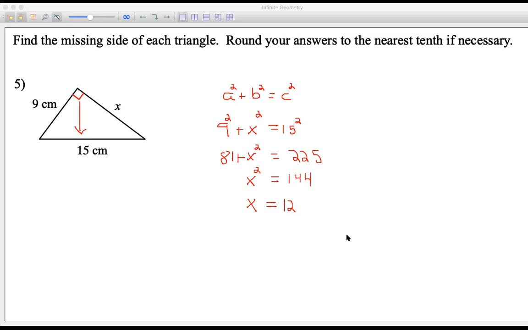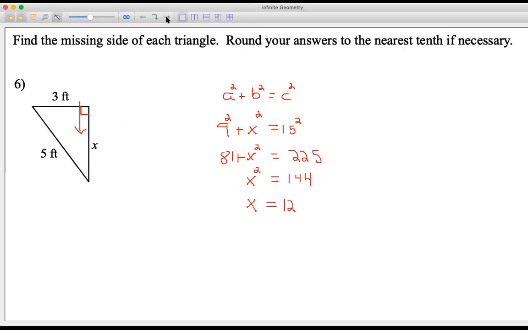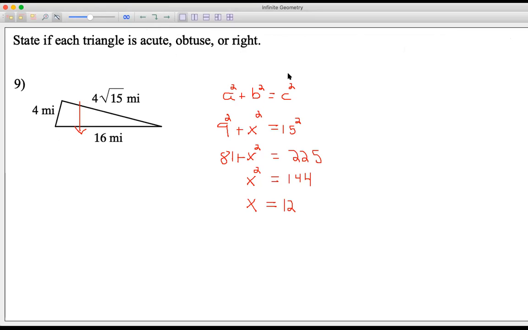Now, I'm gonna do this 3 times. Well, today, Monday, and then on test day. Notice this says find the missing side of each triangle, round to the nearest tenth if necessary. This is straight up Pythagorean theorem. Take a look at question number 9. What's the difference in the instructions?